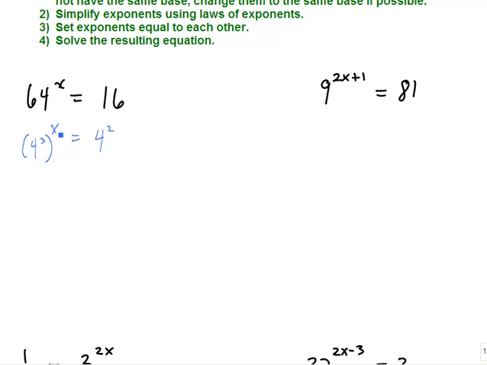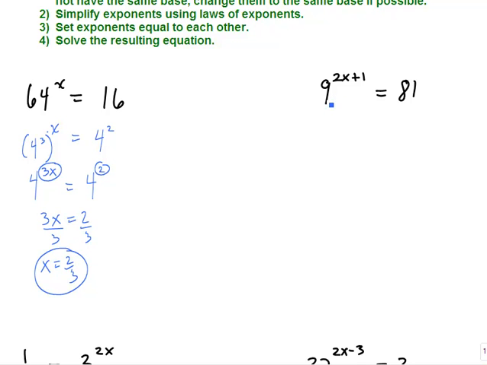And this is a power to a power, so our laws of exponents tell us that we want to multiply. So 4 to the 3 raised to the x becomes 4 to the 3x. And the right side is 4 squared. Once the bases match, the only way that this equation can be true is if these two exponents match. So we set them equal to each other and we just solve for x. So in this problem, our solution is x equals 2/3.